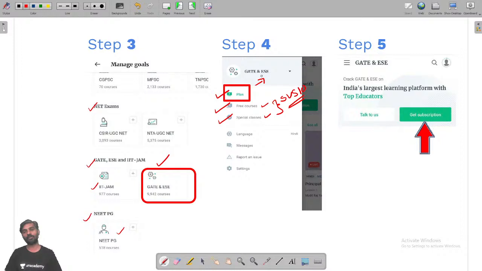And the most important thing is, as I told you, GATE is not just about writing and reading. GATE is all about practicing. So you need to practice as many tests as possible: subject-wise tests, two-subject tests, three-subject tests, overall tests. Like this, you have to practice as many tests as possible.